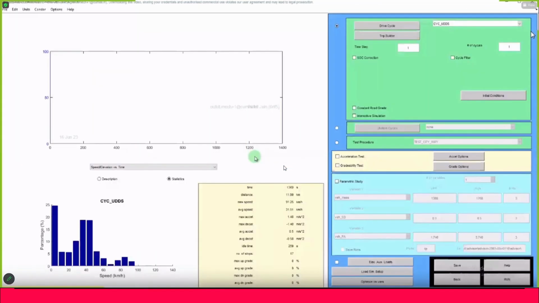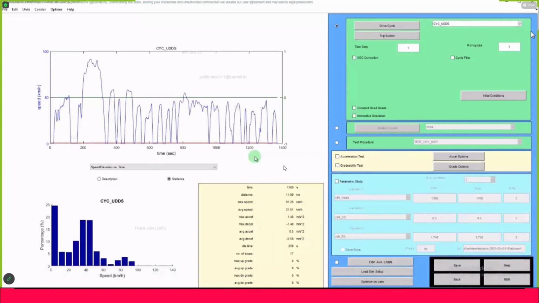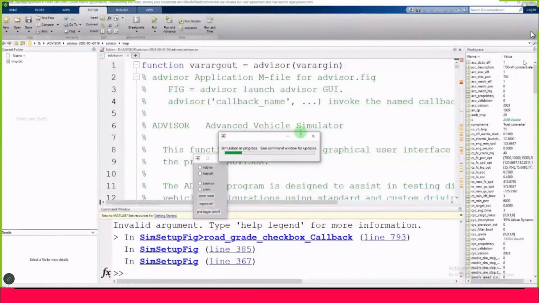This particular GUI is going to ask me for the driving cycle data, the acceleration test and the gradability test, and whether I want to add some electrical load as well. So let's say we are going to simulate two cycles for the Toyota Prius. Now I'm going to run this model and we'll get the result files.